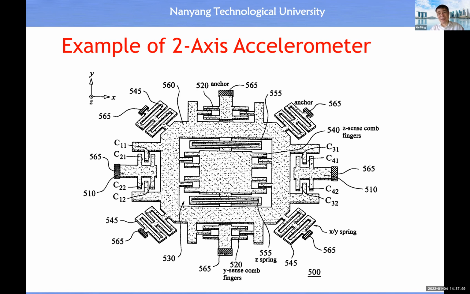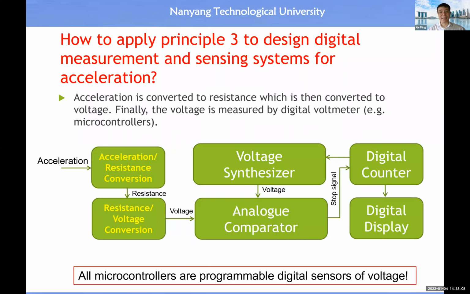So you see we have a lot of flexibility in the design of measurement and the sensing system for acceleration, all right? Then in this direction, when there's a motion, so you will see the gap among these parallel plates will change, okay? So we can pick up the value of capacitance quite easily, all right? So that's for the application of principle 2. Then how about the application of principle 3 in order to come up with the design solution for the measurement and the sensing system for acceleration?